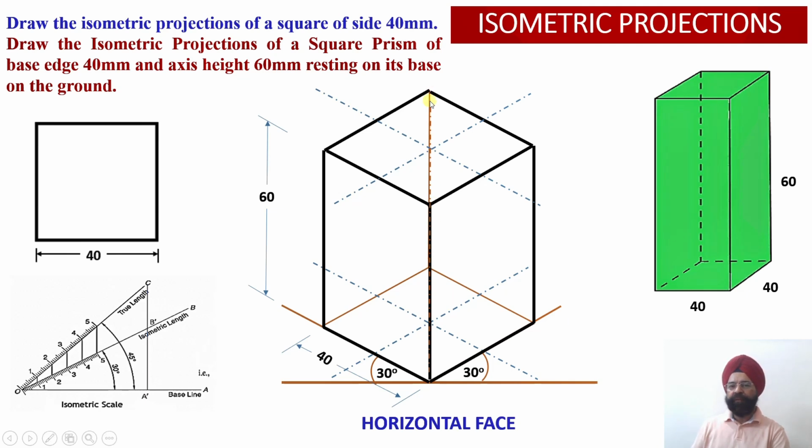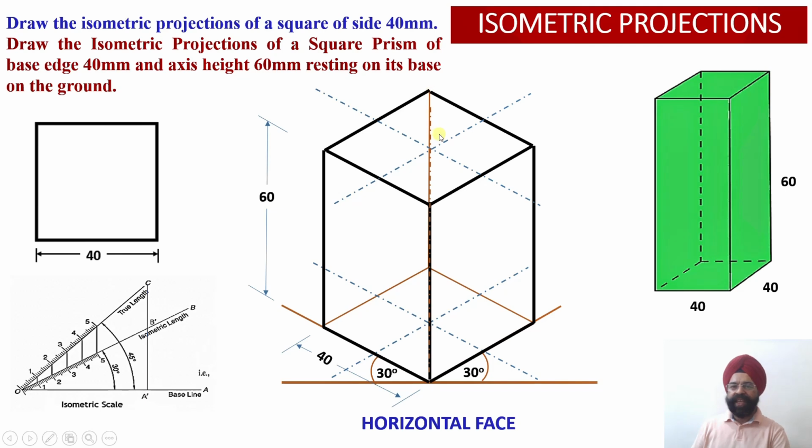Otherwise, even if we remove this lighter line, it will not make any difference over there, right? So these are those lines which were drawn hidden even in the projections of the solid over there. But over here no dotted lines are to be drawn.